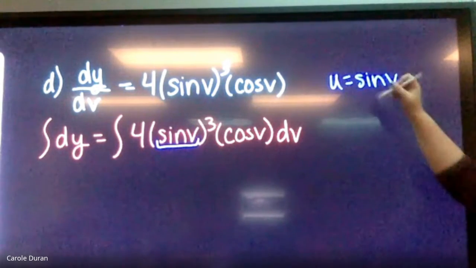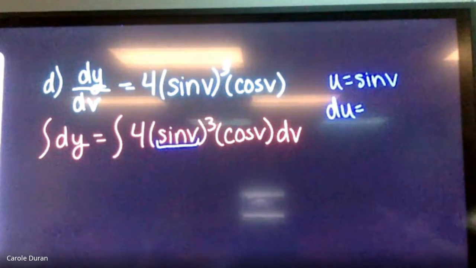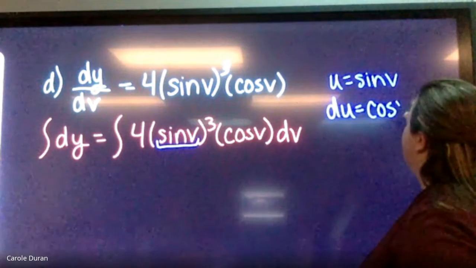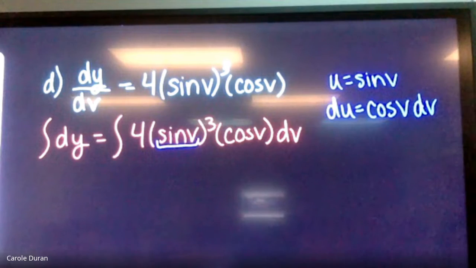Which means I need to figure out what the derivative of u is going to be. What is it, Tiana? Cosine of v dv. Yes, good. Got to make sure you indicate that we took a derivative in there.